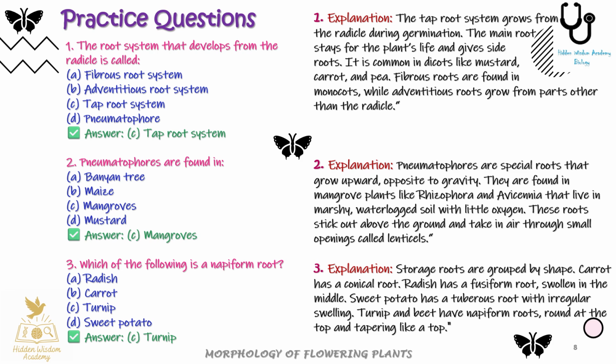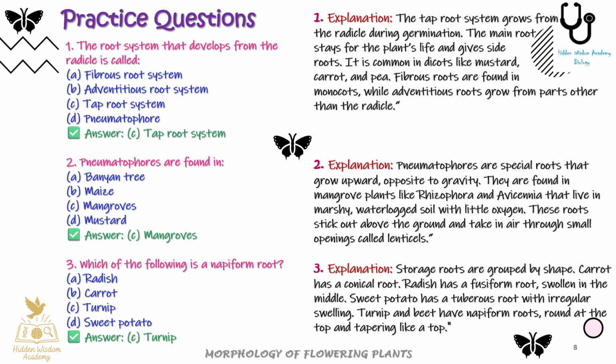Now, let's move to question 3. Which of the following is a napiform root? Option A. Radish. Option B. Carrot. Option C. Turnip. Option D. Sweet potato.